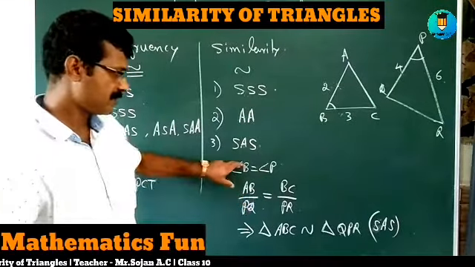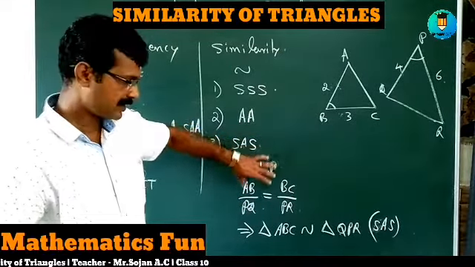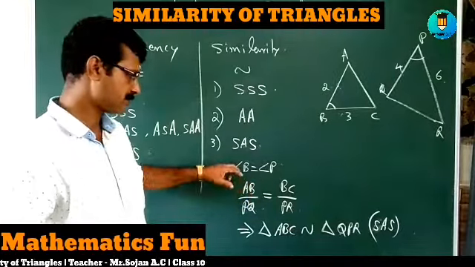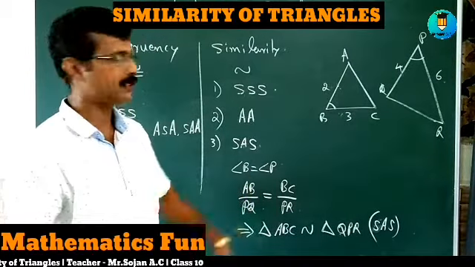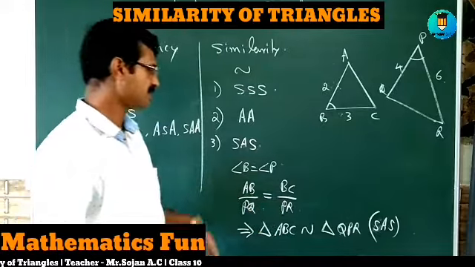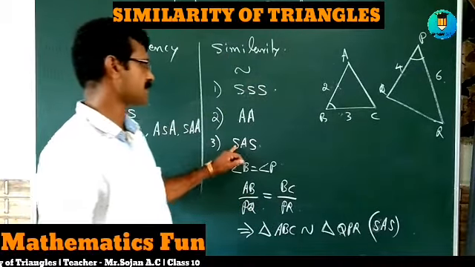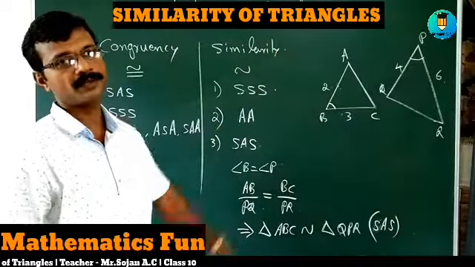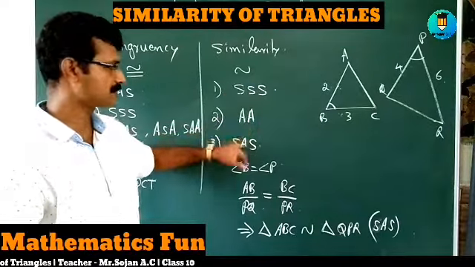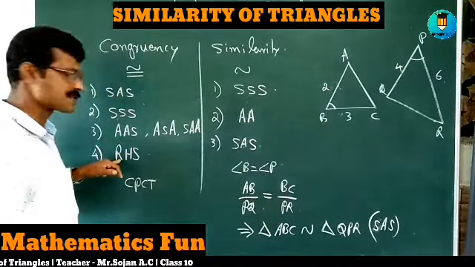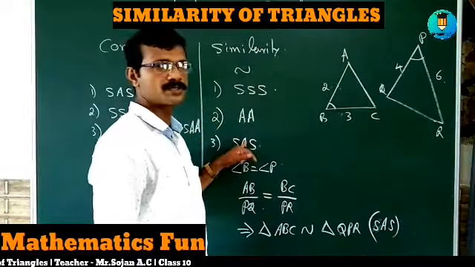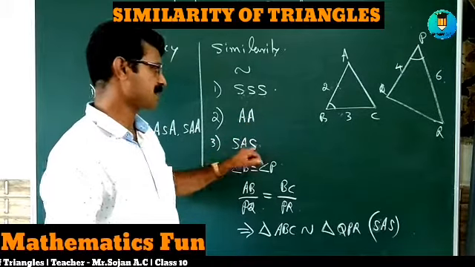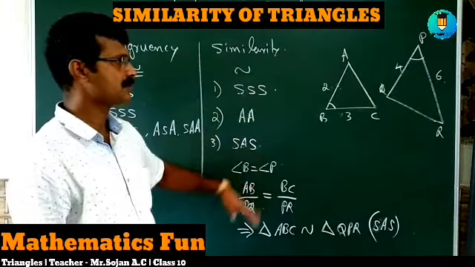So for SAS, it will be given one angle and the ratios of the sides which include the angle. If that ratio is equal, then we can say the triangles are similar by SAS. So here in similarity we have 3 rules to check whether the given pair of triangles are similar or not. We have only these 3 rules. One is SSS, another one is AAA angle, and the next one is SAS. Based on these 3 rules, we can check it.